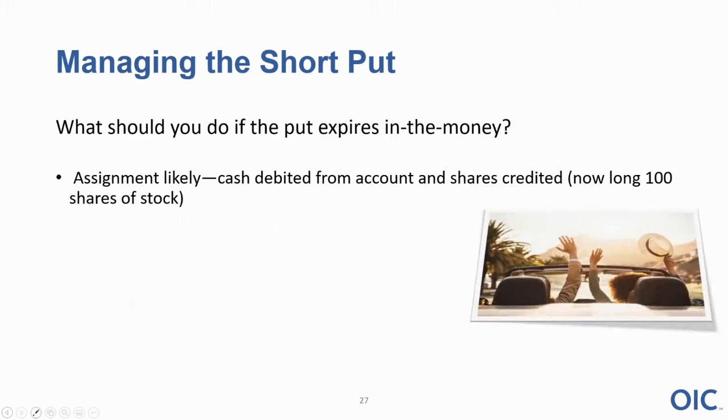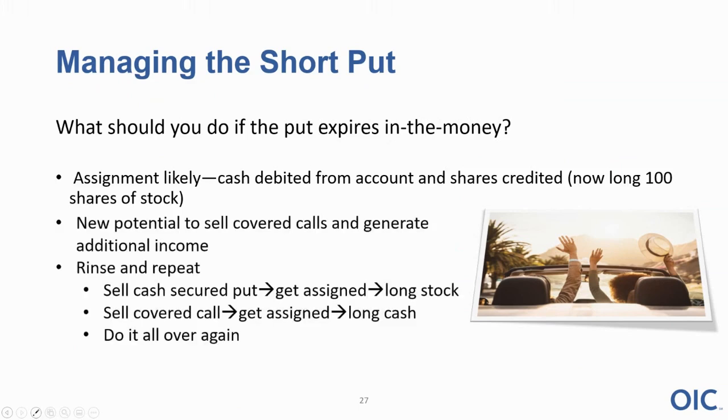So what do we do if our put expires in the money? Well, this is where things get tricky, because likely we're going to get assigned. So that cash that we had initially deposited in the account to provide margin for that cash secured put, that cash is now going to be debited from our account. Now we're going to be long 100 shares of stock.